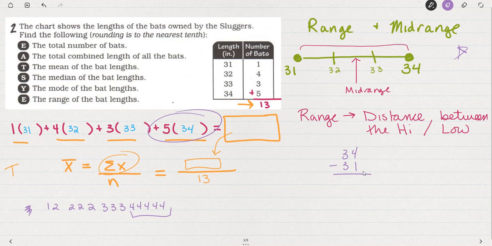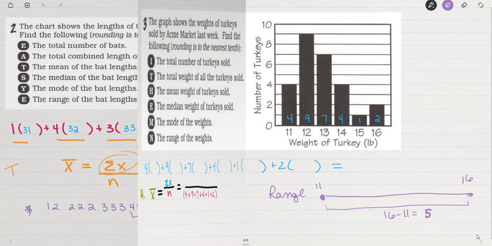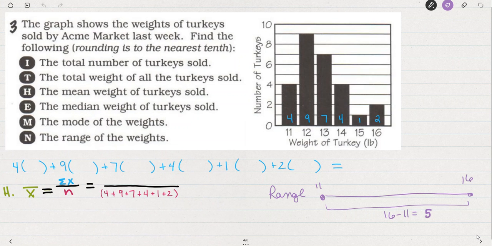By the way, the mid-range is that number immediately in the middle, so that's going to be the 32.5. Even though this one doesn't ask us for the mid-range, it would be helpful to know how to calculate that. This next graph tells us about the weights of turkeys, and you complete this number 3 in the same way that we completed number 2 with the bats.